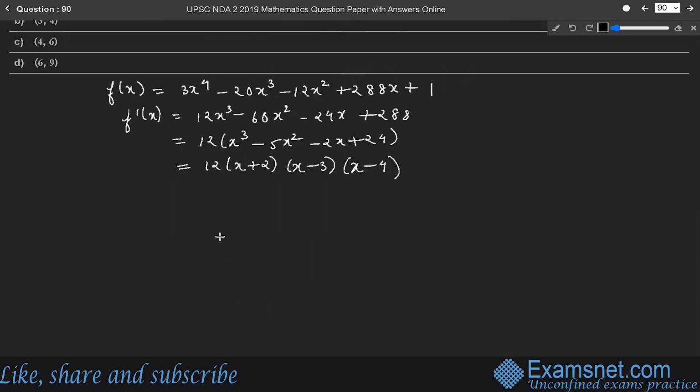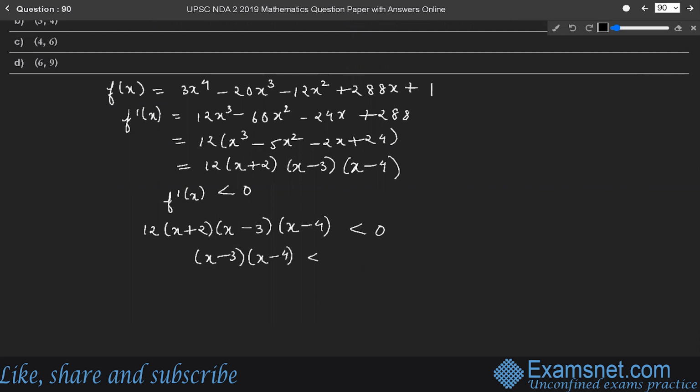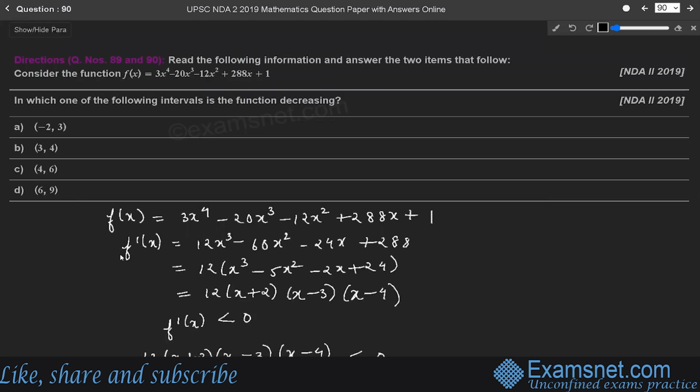Now we know that for the function f of x to be decreasing, f dash x should be less than 0. So 12(x plus 2)(x minus 3)(x minus 4) is less than 0. Therefore, x minus 3 and x minus 4 will be less than 0. So we can say that x lies between 3 and 4. So the function f of x is decreasing on 3, 4. So the correct option here is option number B. I hope this question is clear to you.